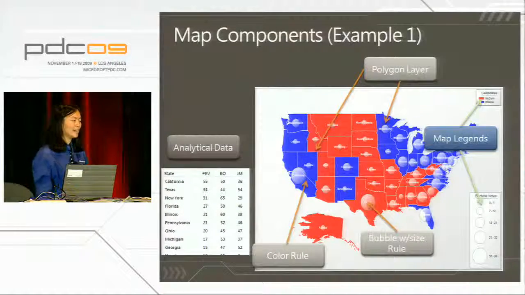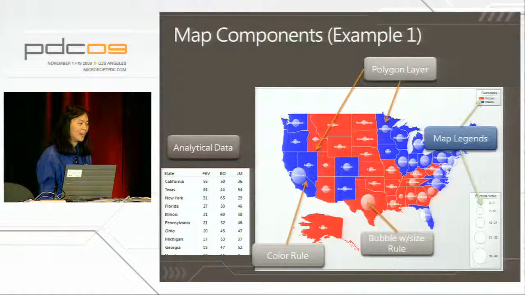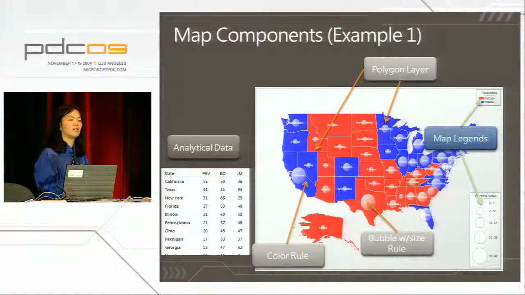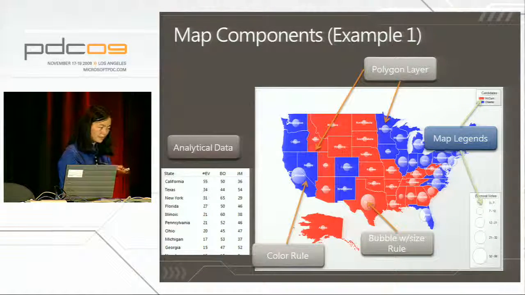All right, the next thing is a typical map. It's the election map from last year. The states colored blue and red show which party won the election in that state, and the bubble denotes how many electoral votes there are in those states. So we can show the value of your measures, your analytical data, using the color as well as the size of symbols, as well as the color of the symbols.